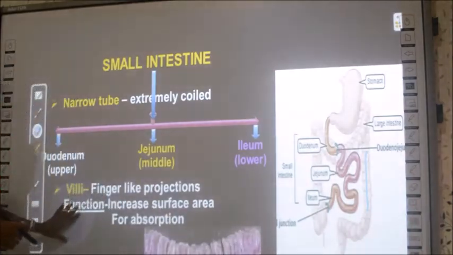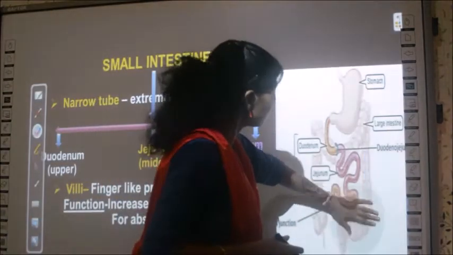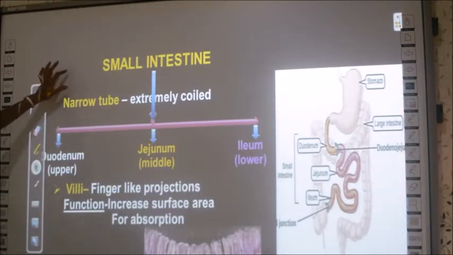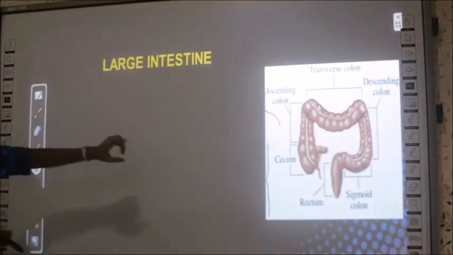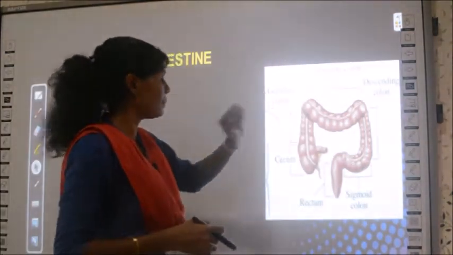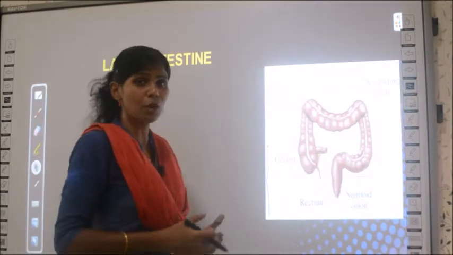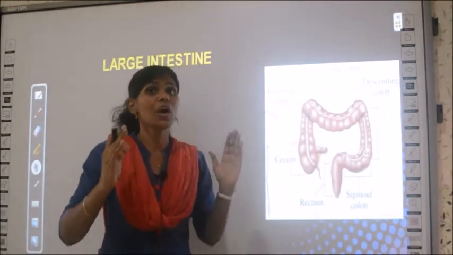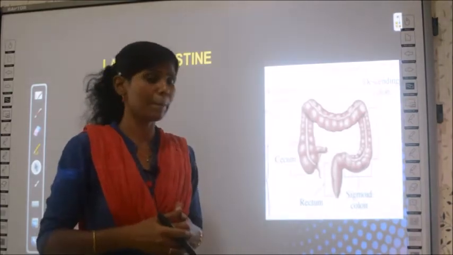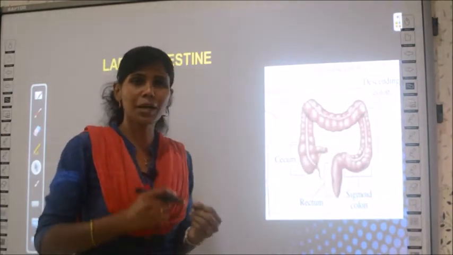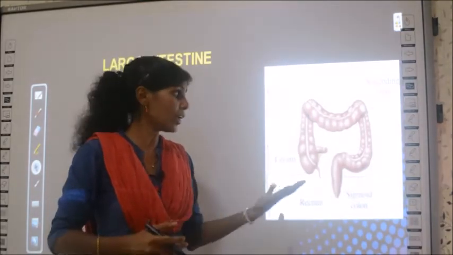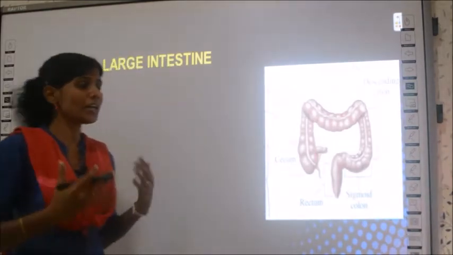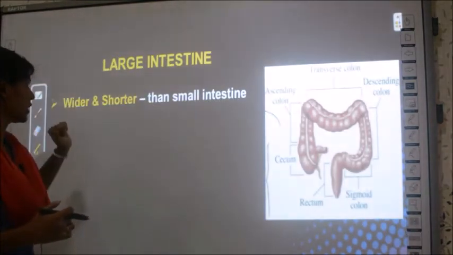Next we learn about the large intestine. The large intestine again has three parts, like the small intestine. Let's see what they are. This is the structure of the large intestine. I told you already the difference between the small intestine and the large intestine: the large intestine is very wide and thicker when compared to the small intestine, which is a highly coiled tube.